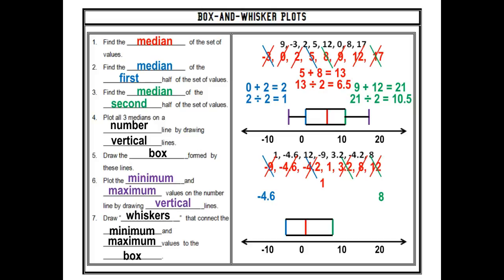The minimum value is all the way to the left. That's -9, so I'm going to plot it at -9, very close to -10. Then my maximum value is all the way to the right in my set of values up there, so that's 12. This is why it's very important to put these numbers in numerical order from least to greatest before you start any of these problems. Draw out the whiskers that go from the box to the max and min, and you have yourself a box and whisker plot.